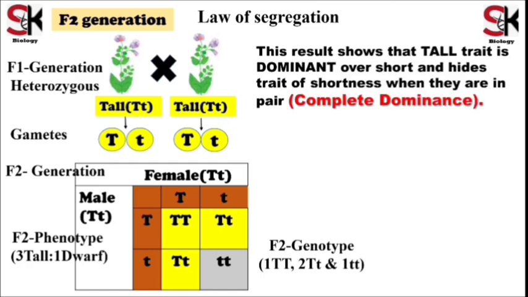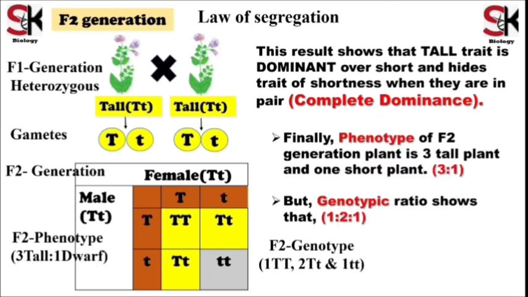Here again Mendel found that the tall trait is dominant over the dwarf trait, showing complete dominance. So, the phenotype of the F2 generation is 3:1, 3 tall plants and 1 dwarf plant, whereas the genotype of the F2 generation is 1:2:1, where 1 pure tall, 2 hybrid tall and 1 pure dwarf plant are present.